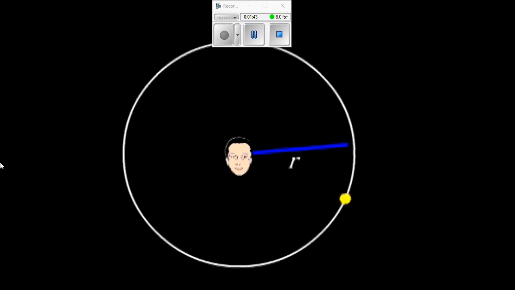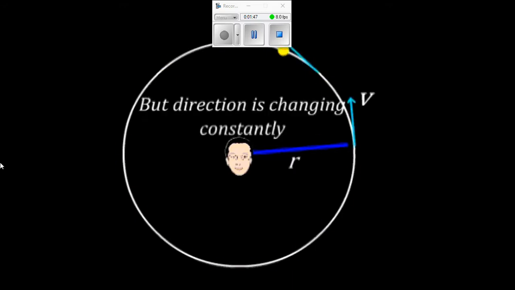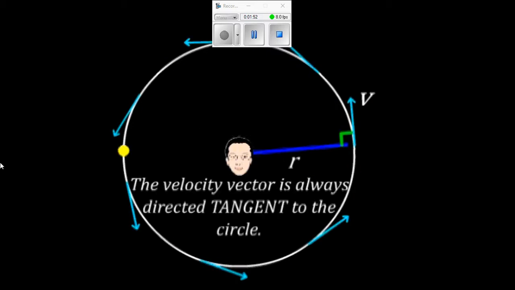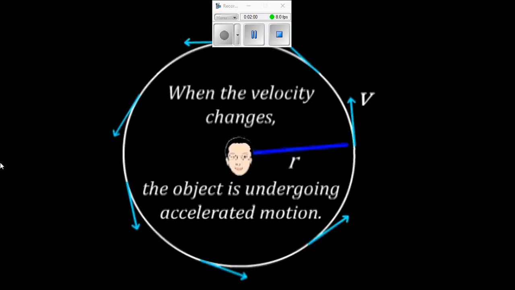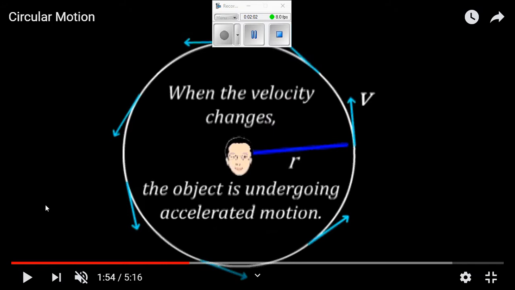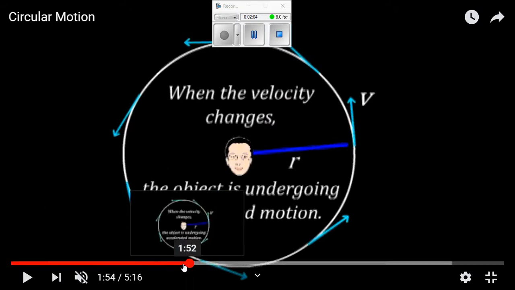The radius r is from the center of the circle to the path the object is moving on, and you notice that the velocity is always tangential to the circle. Tangent means touching, so it's a line that's touching the circle but not intersecting it. So I'm going to stop this a second.